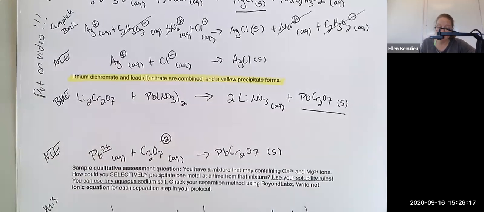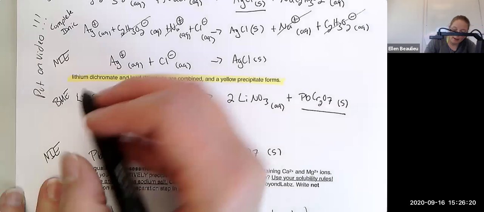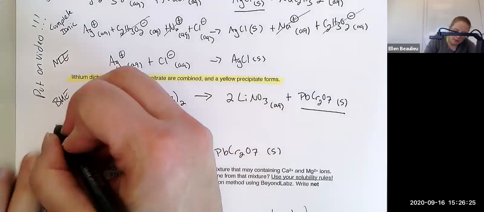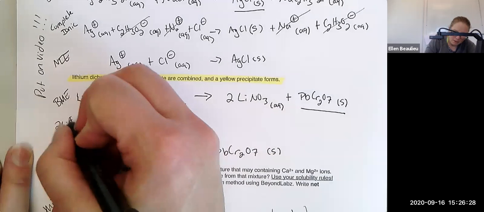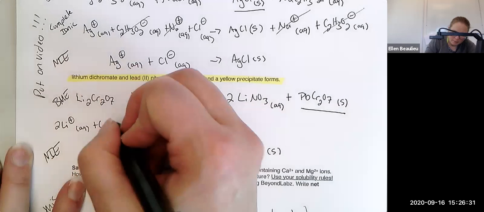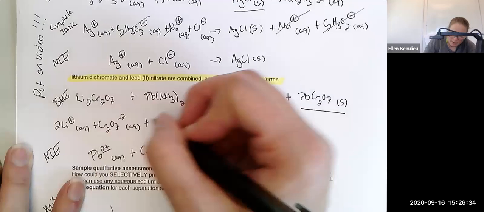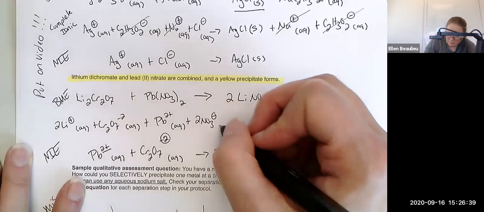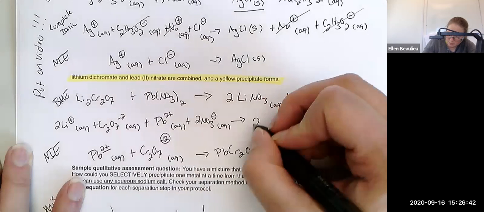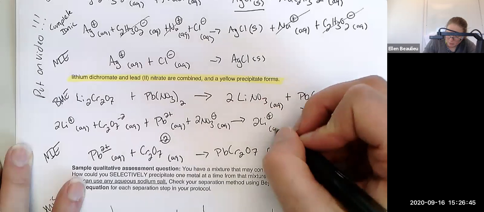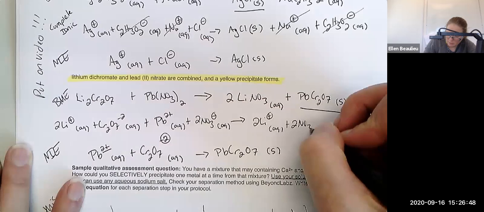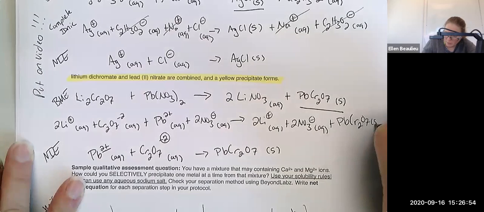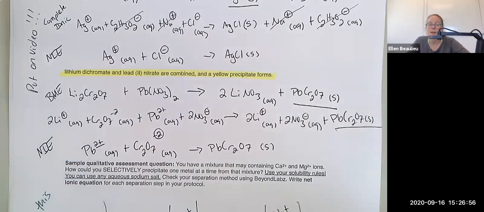But if I were to do a complete ionic equation for this, I could draw all of the not underlined things as fully dissociated. So 2 lithiums, 1 dichromate, 1 lead, 2 plus, and 2 nitrates, yielding 2 lithiums plus 2 nitrates plus lead 2 dichromate. Not dissociated because it is a solid.